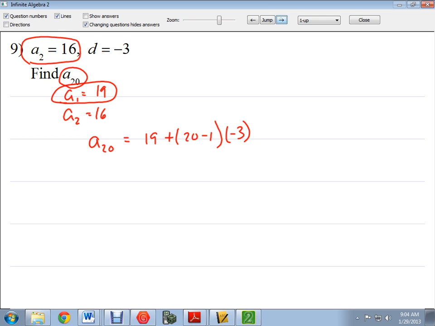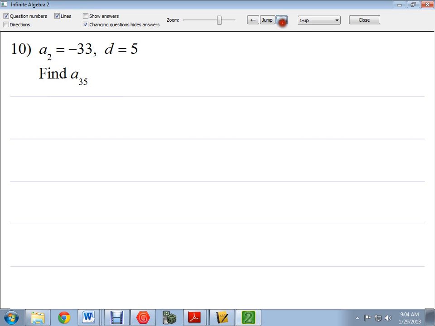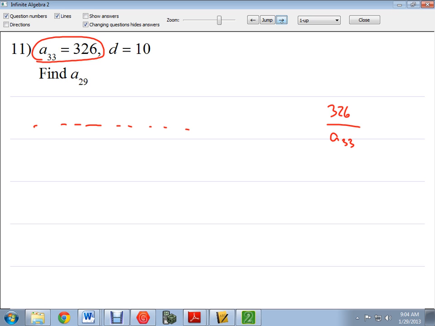People get these numbers backwards when they're working backwards all the time. Remember, it's originally going from 19 to 16, a1 to a2, and it should be going down by 3 at that point. So if we're going to go backwards, we have to go up by 3, and that's how we get to 19 there. It's all well and good for something like 2, but what if the first term that it actually gives me is a sub 33? That's the 33rd term in the sequence. So I have a bunch of terms out here, and then I get all the way up to a33 is equal to 326. But I'm trying to find a sub 29.